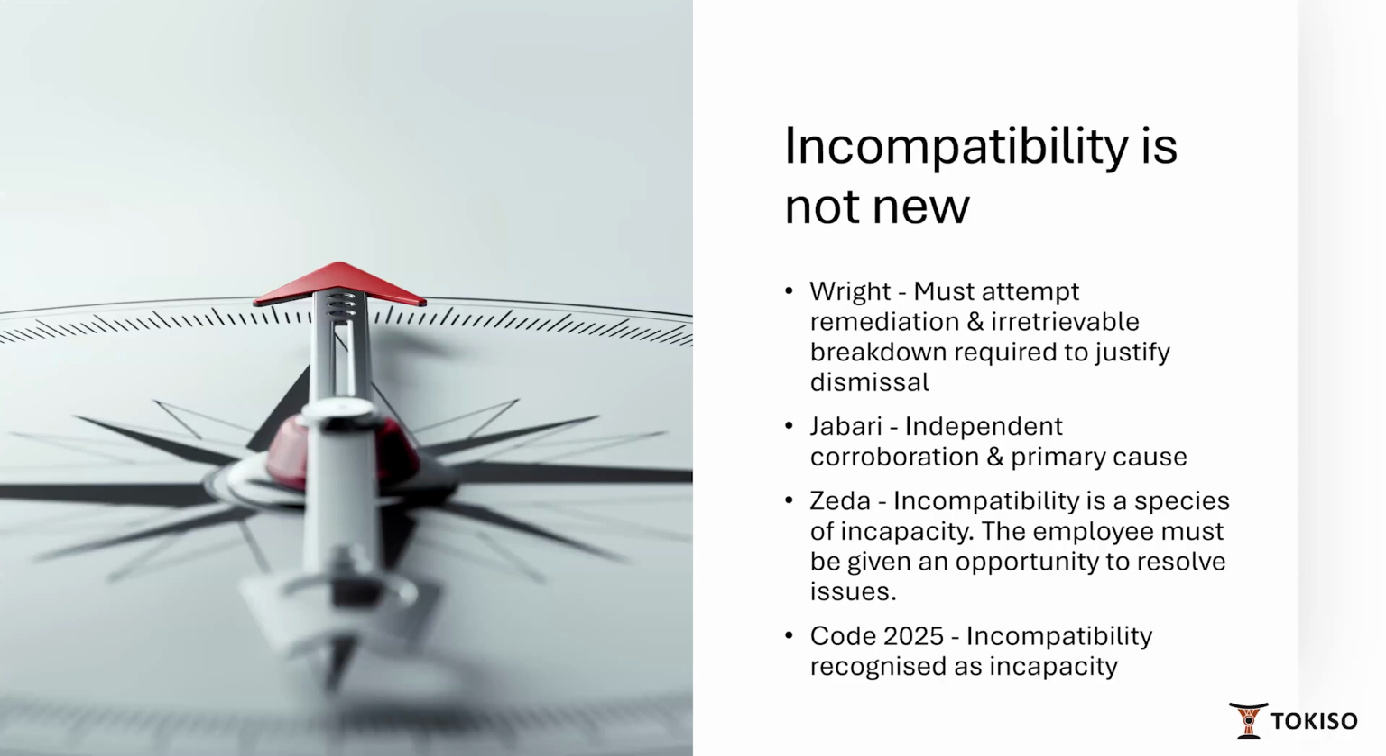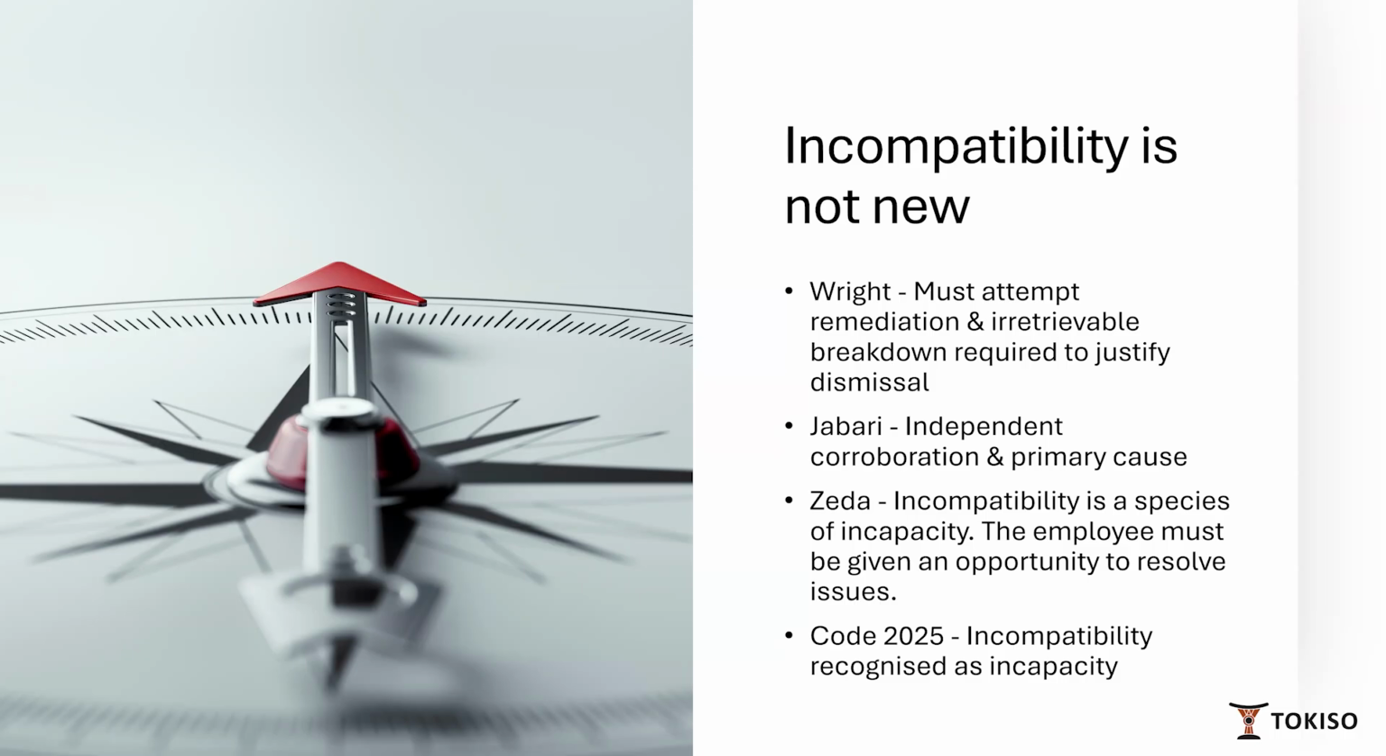So I've said incompatibility is not new. It's been well established in case law leading up to the issuing of the Code of Good Practice. The Code of Good Practice in 2025 very clearly places incompatibility under incapacity. And it describes incompatibility as arising from the employee's inability to work in harmony with colleagues, fit into the work environment, and it may affect performance.